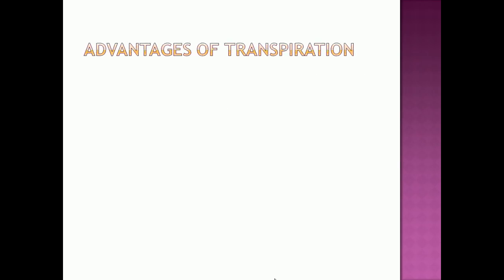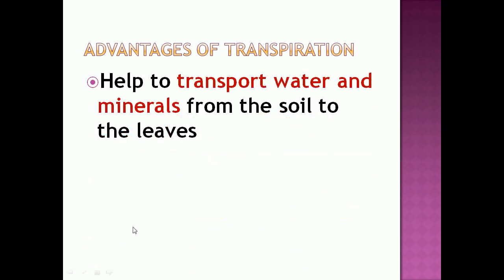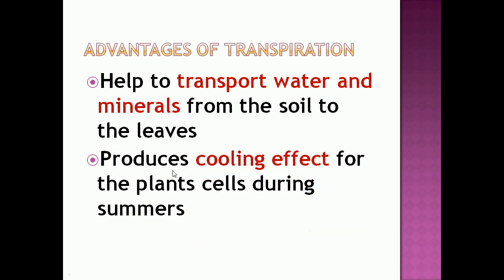What are the advantages of transpiration? Transpiration helps to transport water and minerals from the soil to the leaves, as we have seen. It also produces a cooling effect for the plant cells during summer. During the summer season it is very hot, so the transpiration process will produce a cooling effect for the plant cell. So this is about the advantages of transpiration.